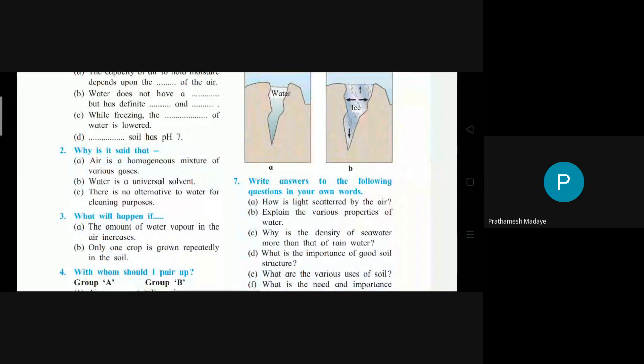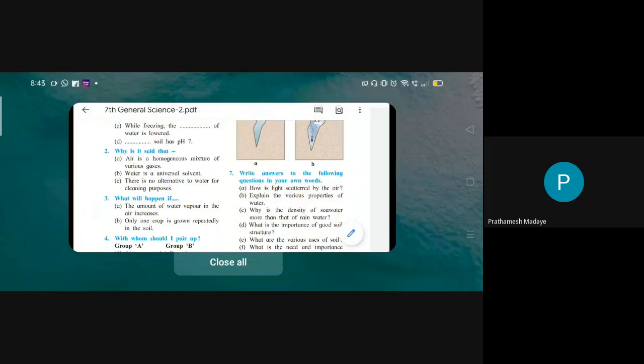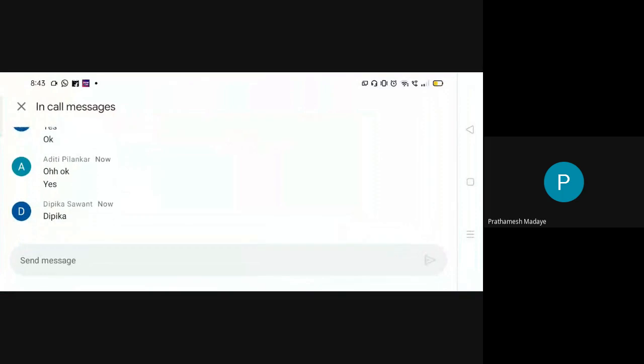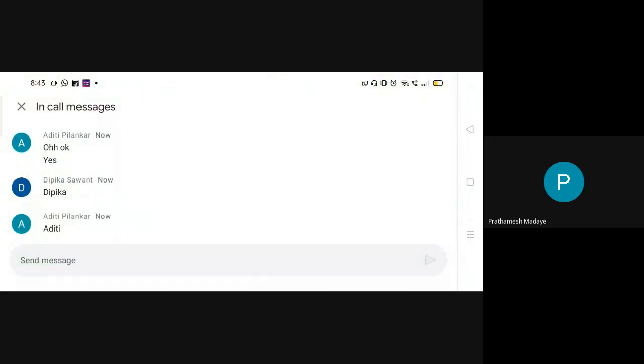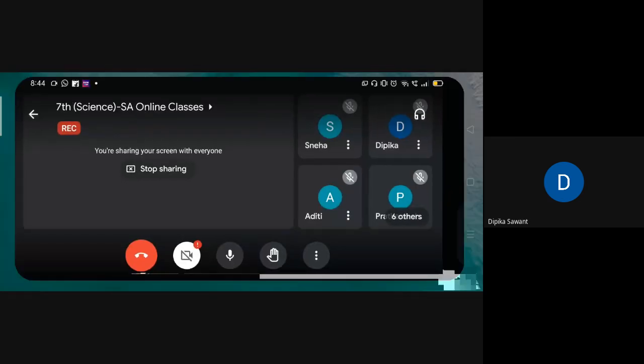Okay, why is it said that air is a homogeneous mixture of various gases? Who will answer this? Yes, Deepika. Yes. There are many constituent gases in the air. They are in the form of mixture. The separate existence of each gas is not felt. The individual gases cannot be separated easily. Therefore, the air is said to be the homogeneous mixture.